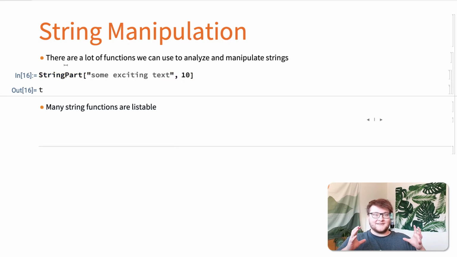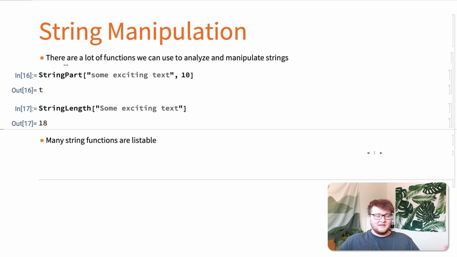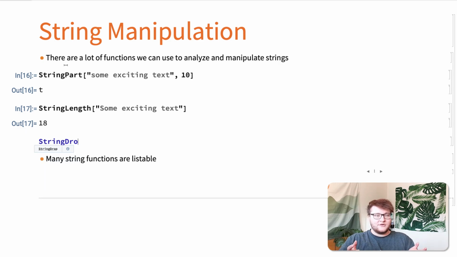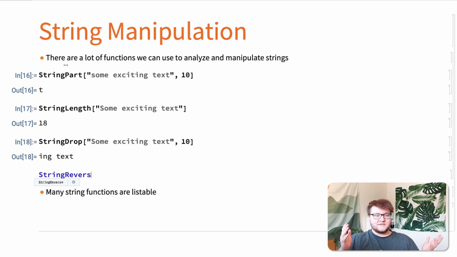In this case, we get our t, which is the 10th item in our string. Similarly, string length will give us the length of the string. String drop allows us to drop everything from the beginning. So if we say we'd like 10 things, then we get to drop everything except for the last 10. Same thing works with take, so string take. String reverse lets us reverse all the letters in the string.